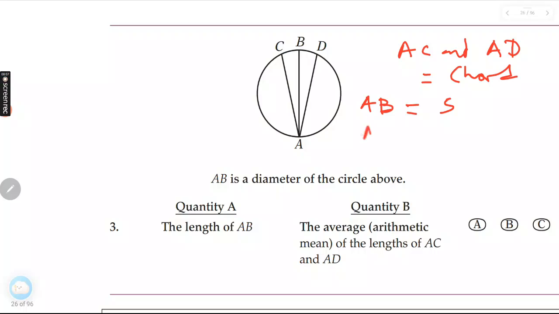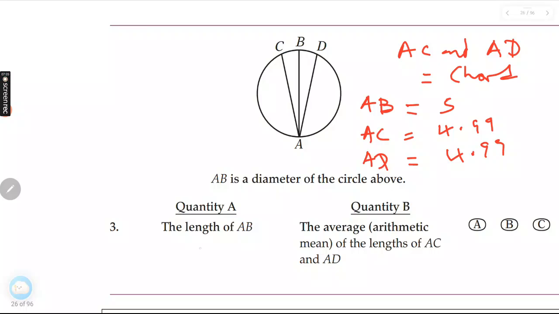Then AC cannot be up to 5. It can be anything but not 5. Okay, let's even say that it's 4.99, but it cannot be up to 5. And let's say that AD is also 4.99, but the most important thing is that it's not up to 5. What is the average? The average of 4.99 plus 4.99 divided by 2 is just 4.99. It can never get to AB.